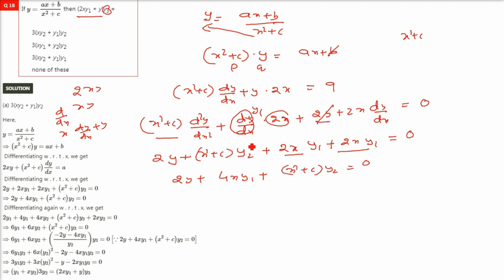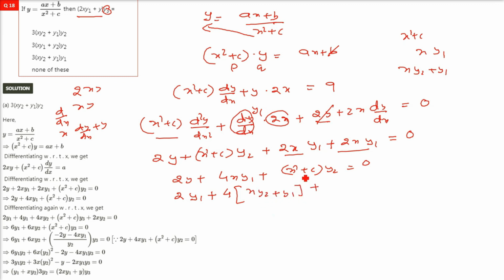Okay. Now since it is asking for y3, we have to differentiate it again. 2y, differentiation y1. Now 4 into x y1. Differentiation of x y1 will be what? x y1 will be x y2 plus y1, and differentiation of x will be 1. So you can write it as 4x y2 plus y1.